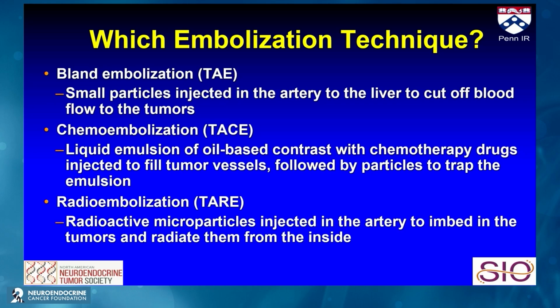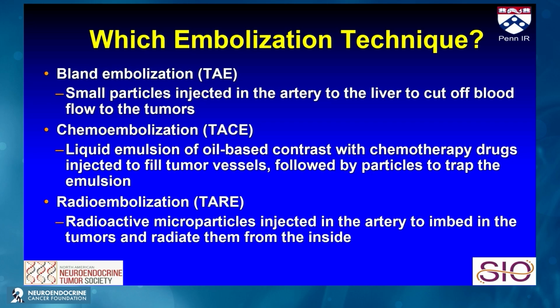Chemoembolization is a similar technique, except instead of just injecting bland particles, we make an emulsion. We use an oil-based contrast agent, and we emulsify that with a solution of chemotherapy drugs, and then we inject that until we saturate the vessels of the tumor. So we fill up the tumor blood vessels with this oily emulsion that contains chemotherapy, which we can see on the X-ray image, and then we chase that with a small amount of particles just to cut off the blood flow and trap the emulsion. So that's chemoembolization or TACE, and that's been around since the 1980s.